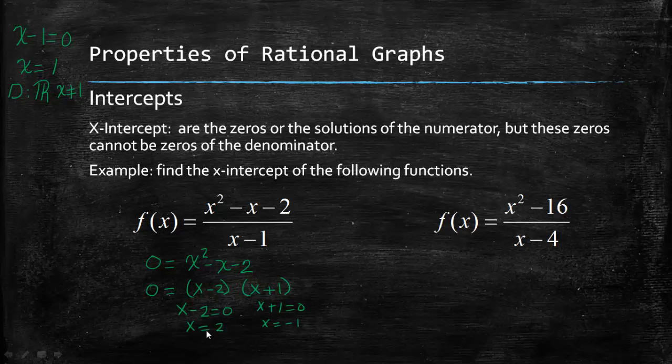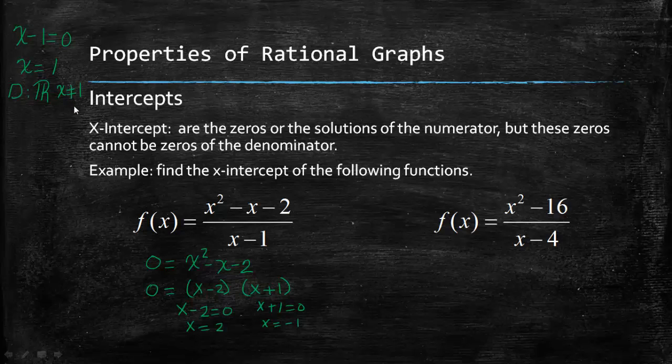So let's check. We already know x equal to 1 is not on the party list. So that's the only x value that's a party pooper. All the other x values are good to go. They can come in. VIP passes. So x equal to 2, that's in the party list. x equal to -1, also in the party list.